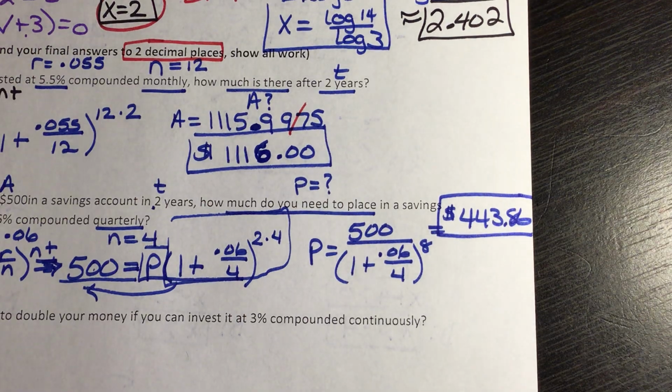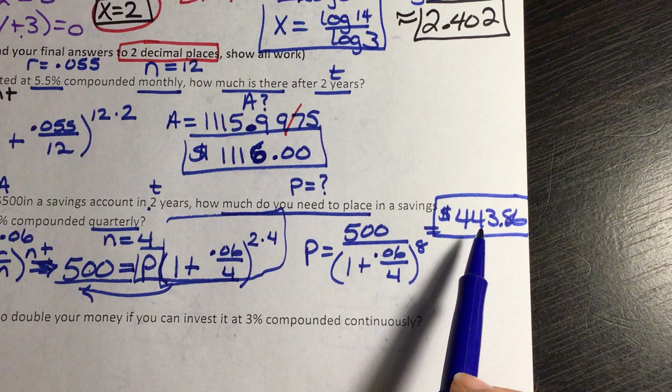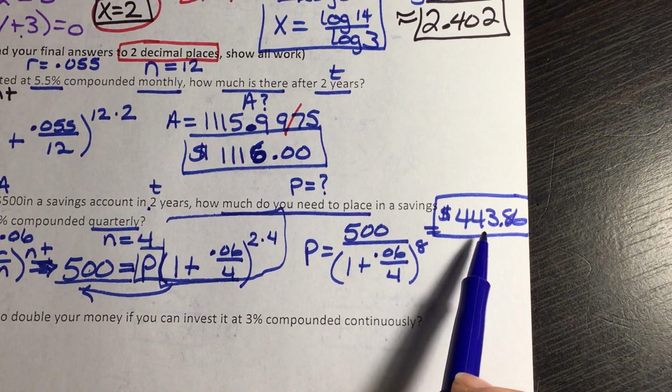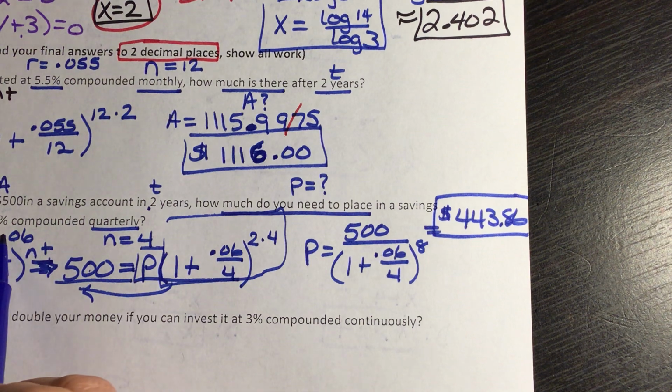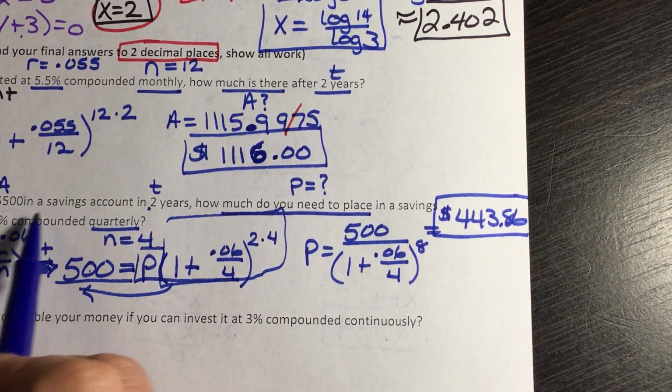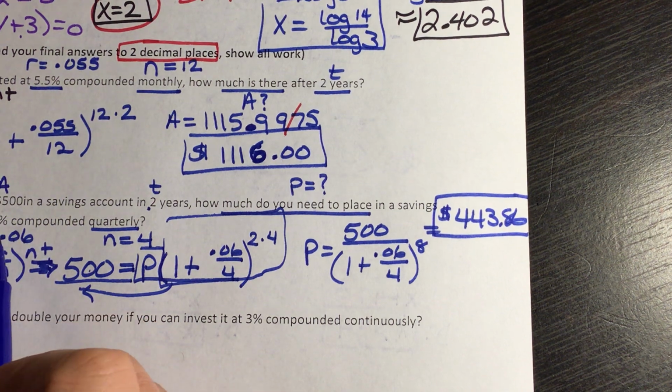Now, thinking about this in terms of is this reasonable, I'm going to start with $443.86, and after 2 years with adding some interest to it, I'll end up with 500. If you get a number that's bigger than 500, that's not a reasonable answer.